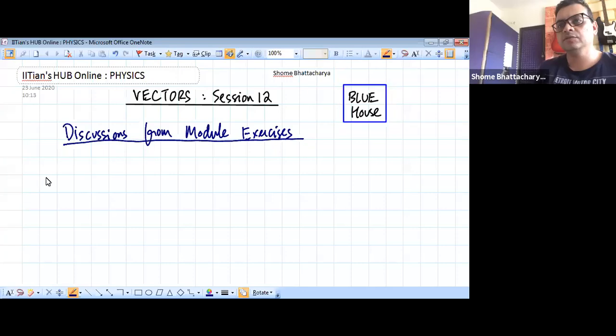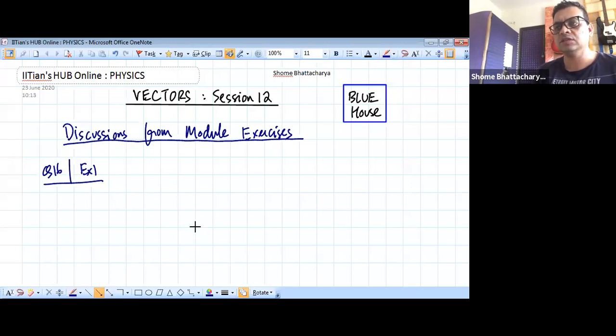So we are doing a review of question number 16 from exercise 1 of your module. I think I had given you some hint about this last time, but anyhow. It says that P and Q are at an angle of 150 degrees, Q and R at an angle of 120 degrees, and there is equilibrium of forces.